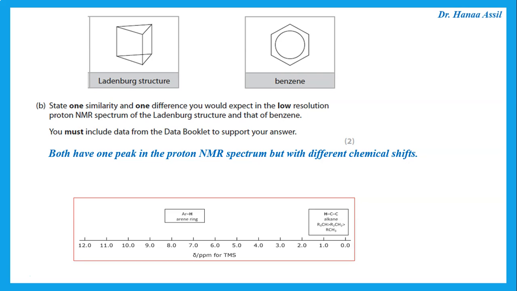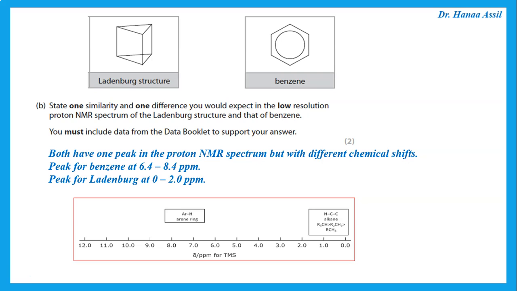In benzene also, all the protons are equivalent. But in the NMR spectrum, the peaks will have different chemical shifts. So the similarity between them is that they both have one peak. But they have different chemical shifts.